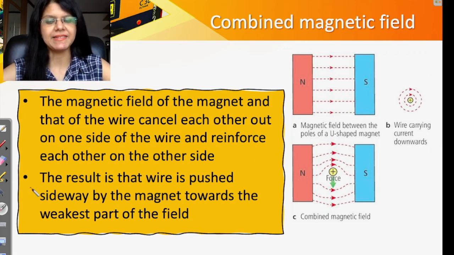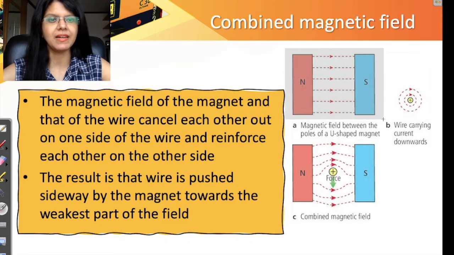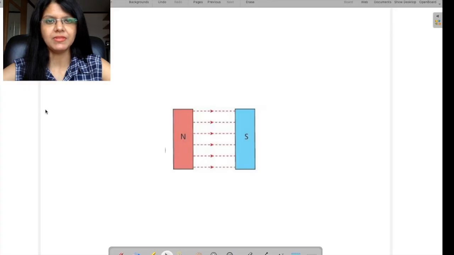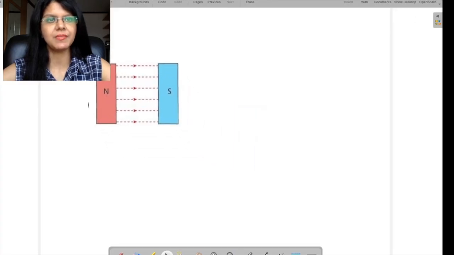So let's understand this. Let's focus on this picture. You have two magnets, magnet 1 and magnet 2, with opposite poles facing each other. The magnetic field lines in the space in between would look like straight lines from the north of one magnet entering the south of the other magnet. So let me take this picture on my whiteboard. So this is your magnet.